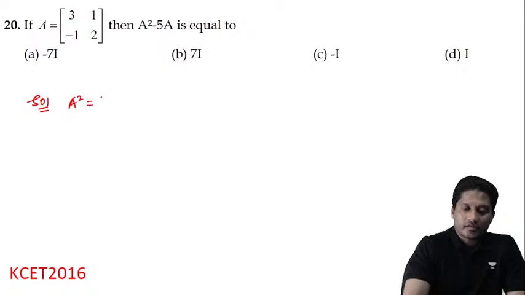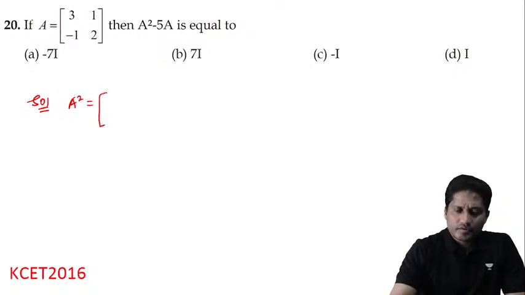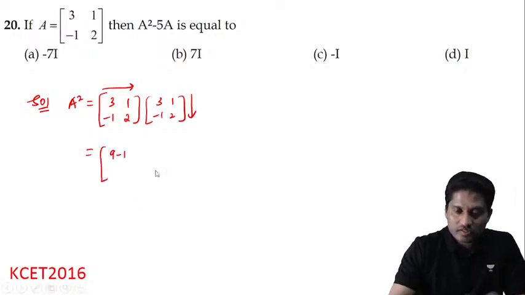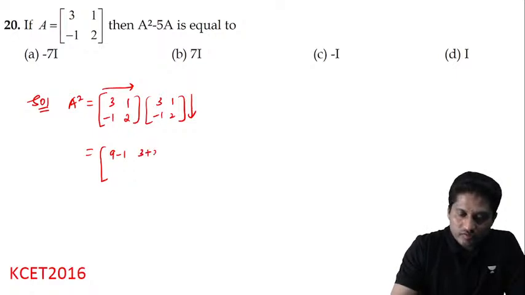A square is equal to A into A, which is 3, 1, minus 1 and 2. It's also 3, 1, minus 1 and 2. Multiply this: first row, first column, 9 minus 1. First row, second column, 3 plus 2. Second row first column, minus 3 minus 2. Second row second column is minus 1 plus 4. We'll get this as 8, 5, minus 5 and 3.